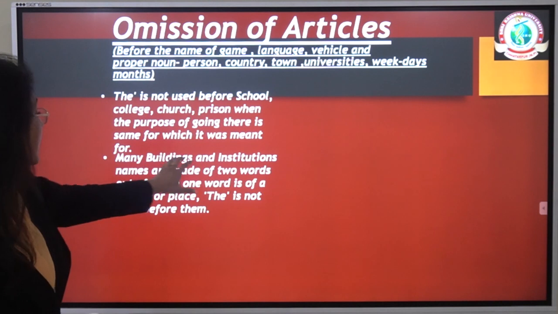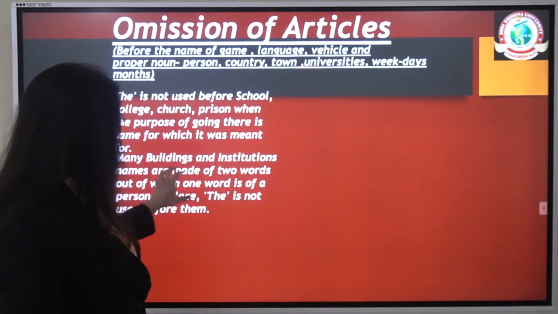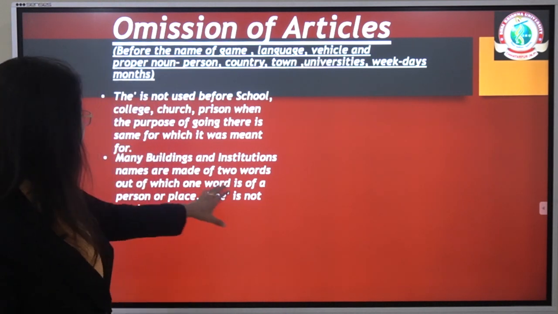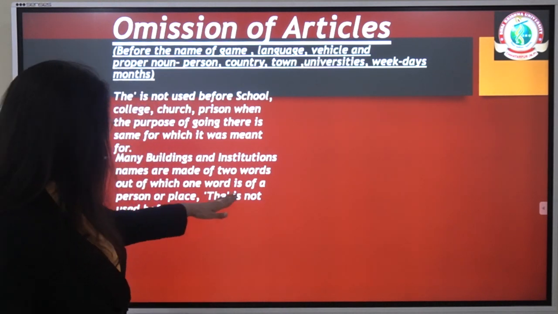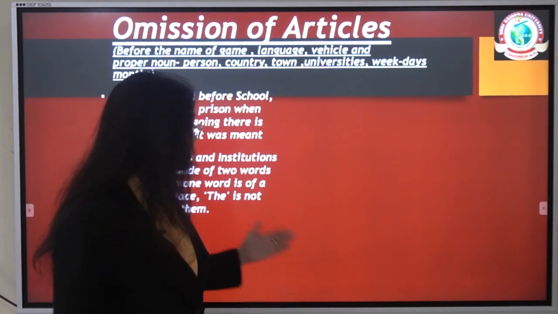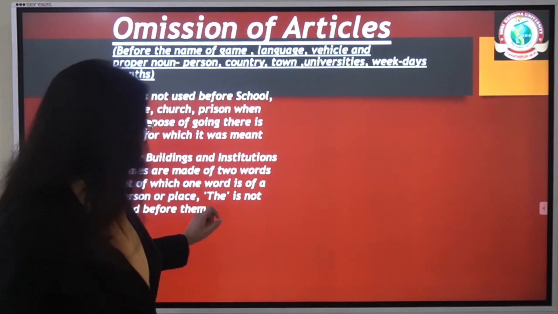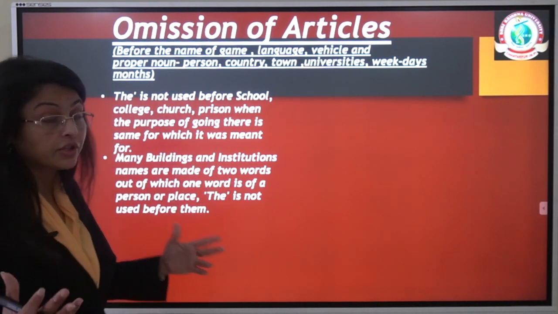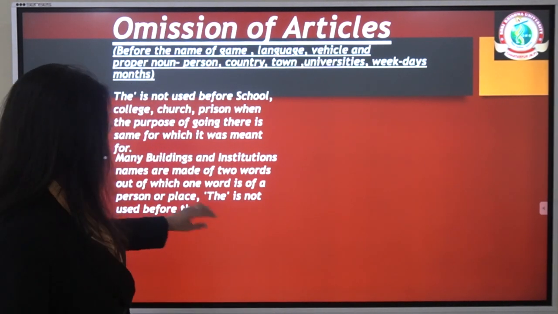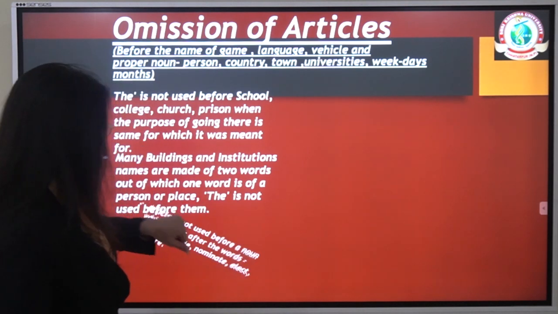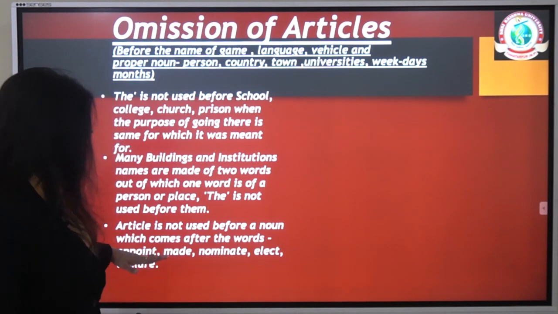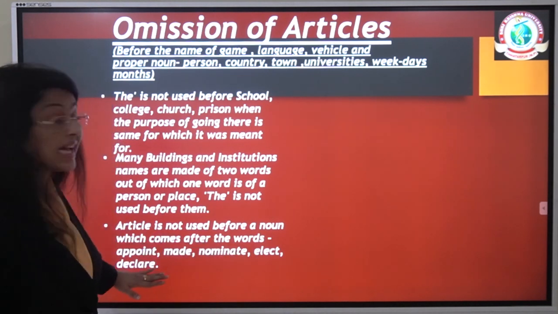Next, many buildings and institution names are made of two words. When the names are made of two words, where one word is of a person or a place, then the is not used before them, right? Similarly, the best example is our university, because it is named after the Lord, a person, a human being. So we are not going to use this article in front of the university. Article is not used before the noun which comes after the words appoint, made, nominate, elect, and declare.